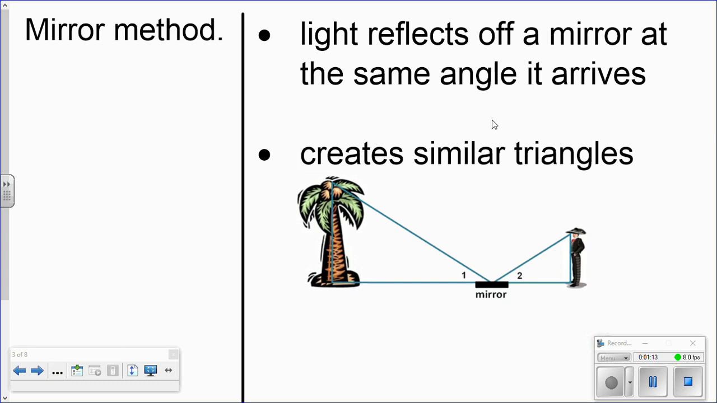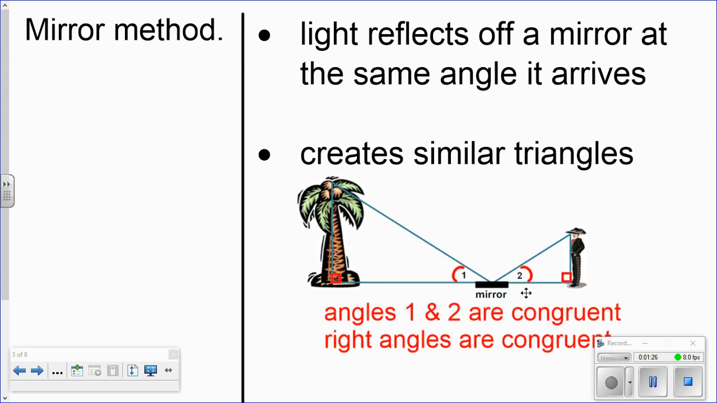The mirror method is when the light reflects off of a mirror at the same angle it arrives. When that happens, it creates two similar triangles. That works because angle 1 and angle 2 are congruent, and then it creates these right triangles, and they're also congruent. So when we have two congruent angles, the triangles are similar.